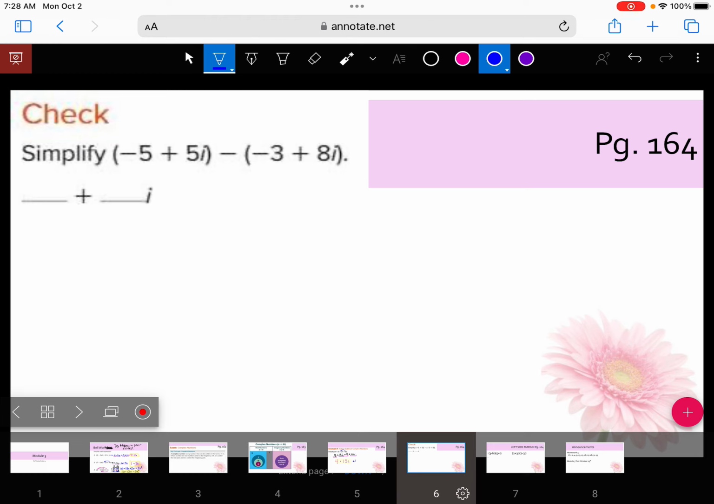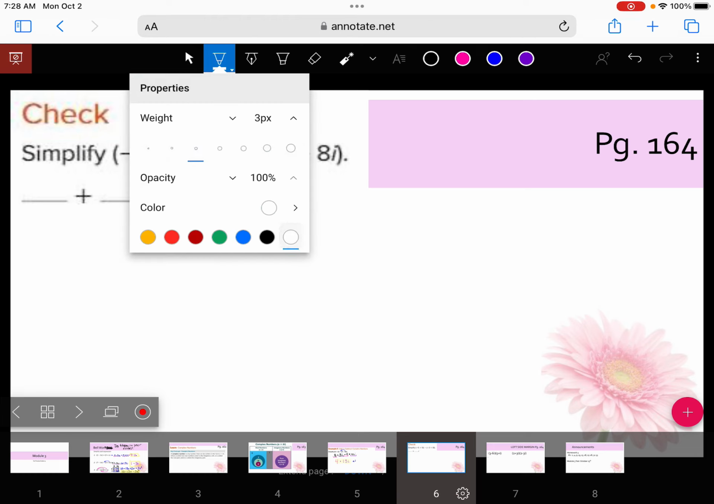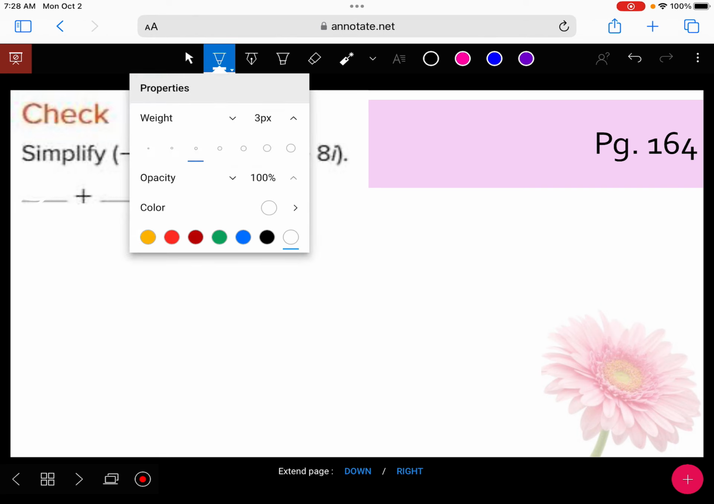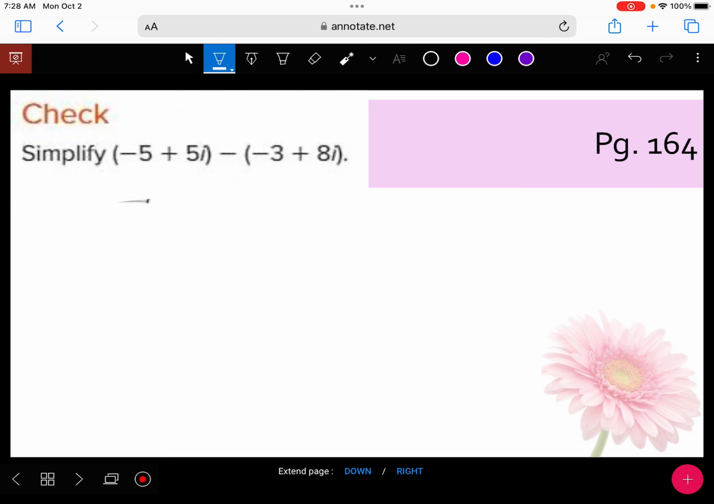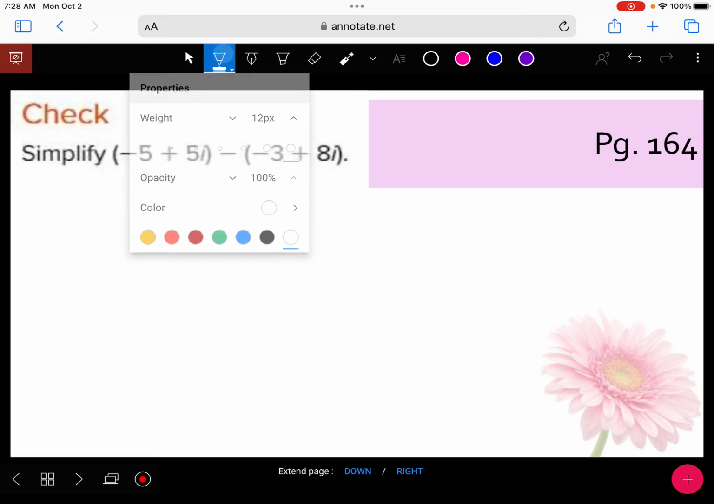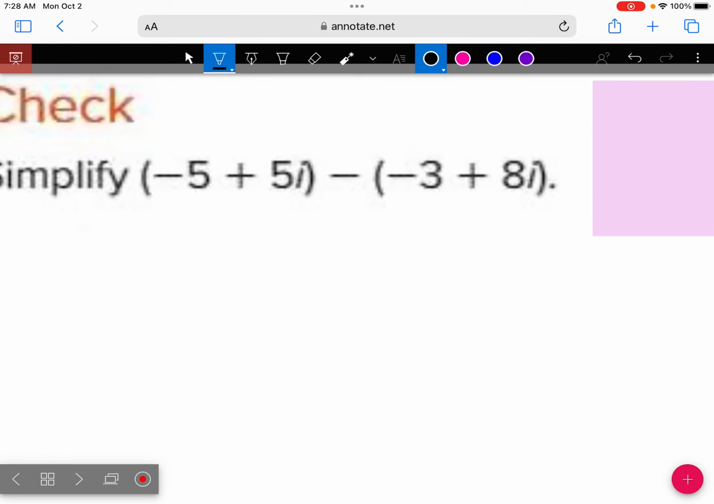We're going to do another one. I don't like this piece being here, so I'm going to cover this up. So the next thing we're going to do is we're going to do the same thing. But this time it has minus 5 plus 5i minus negative 3 plus 8i. These are called complex numbers because they look kind of complex.